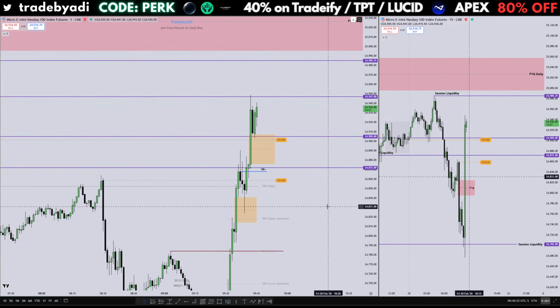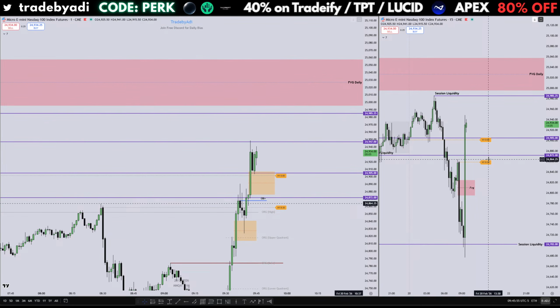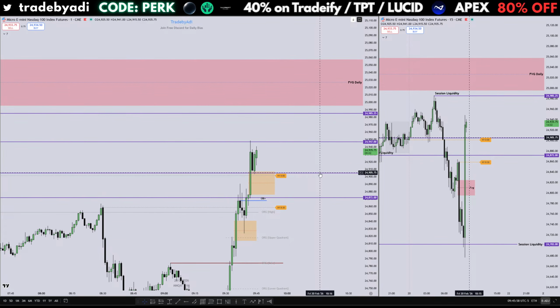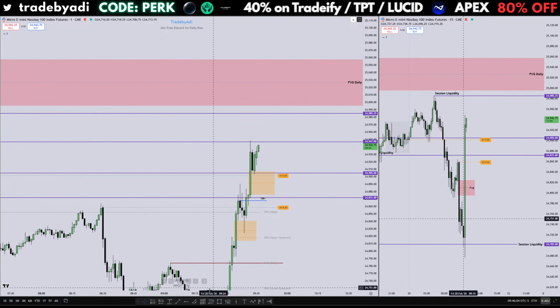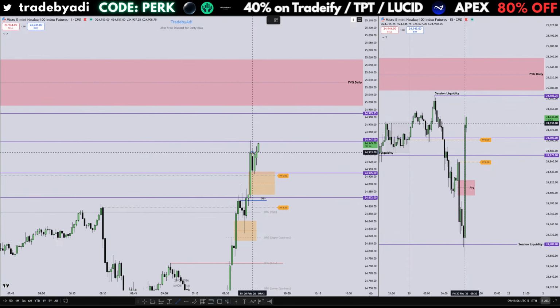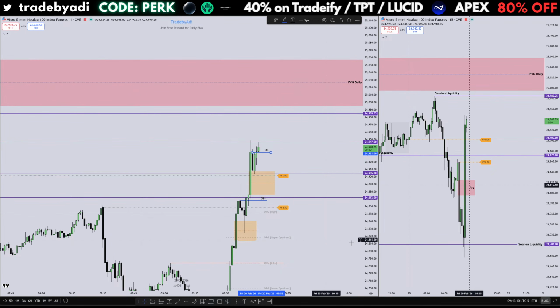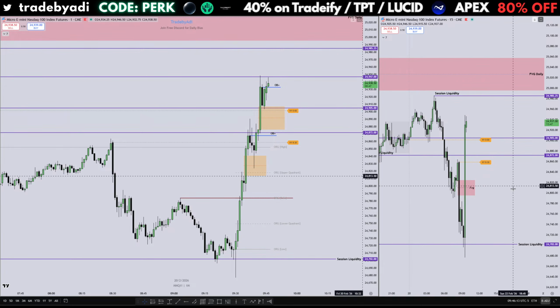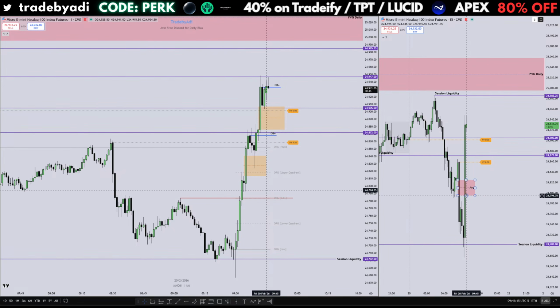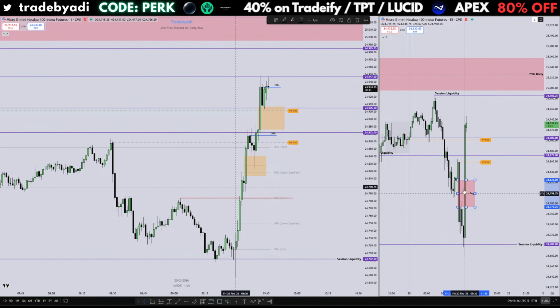I hope you understand how I read the price action, and I only mark the key levels like session liquidities, not the random highs and lows. And I also check which PDA is working. Like, do we like this fair value gap? Did this fair value gap work for us or not? I also check like this.